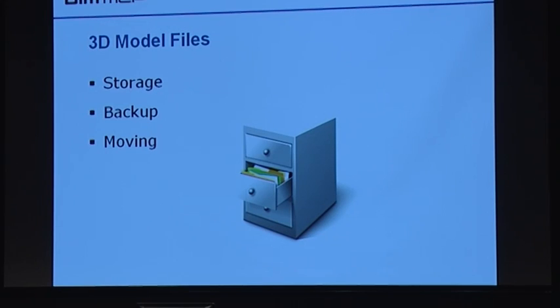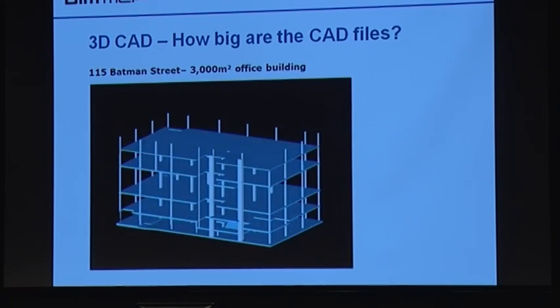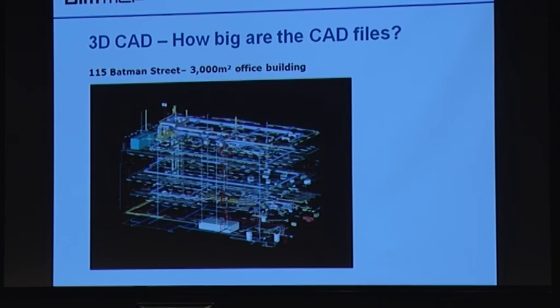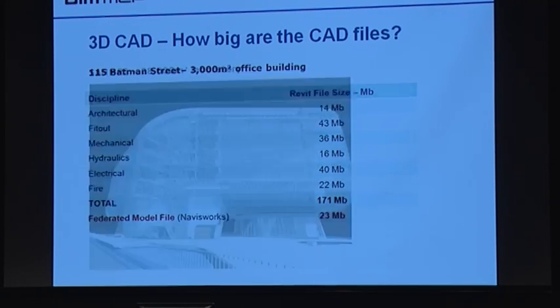3D model storage files, you've got three issues: storage, backup and moving them around, in a nutshell. How big are the files? This is actually our building. It's a small 3,000 square metre office building over in Batman Street. And to give you an idea of the file size on that, they're the Revit model file sizes, so 171 megabytes in total to move around, and the federated model is about 23 meg. So pretty small job when you're dealing with some pretty large files just to move around.